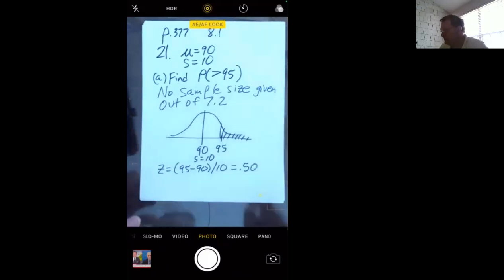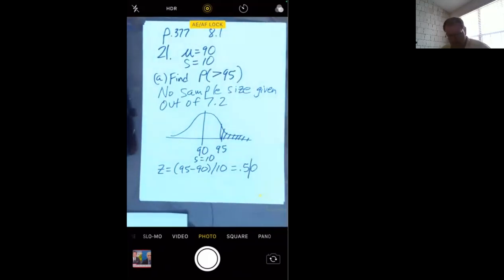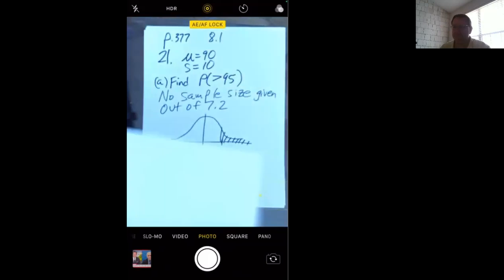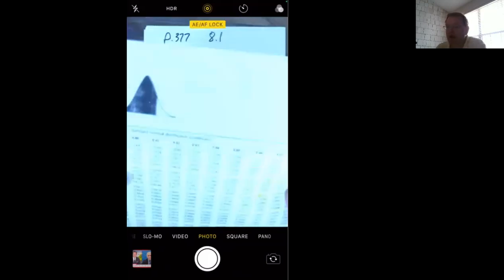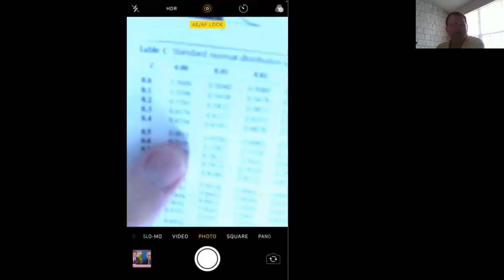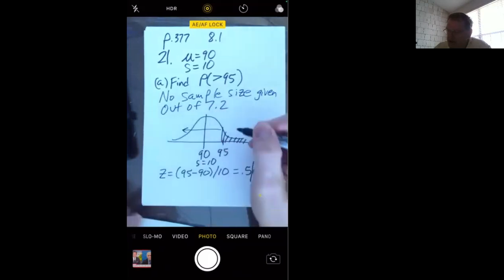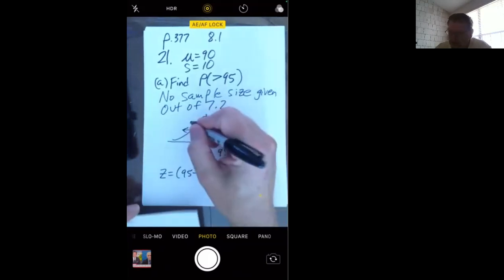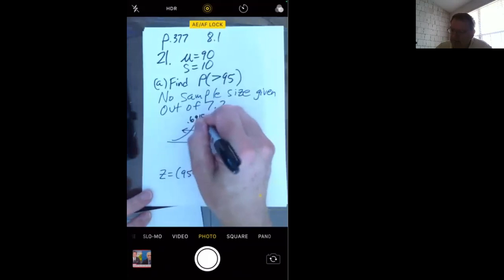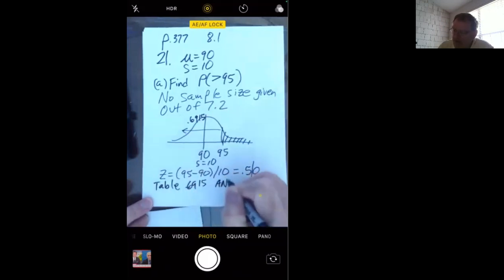0.5 we'll use. Split off the 0.5. The table says 0.6915. I do not know why my screen is so faded today, but it says, hopefully everybody knows how to look it up, 0.6915.